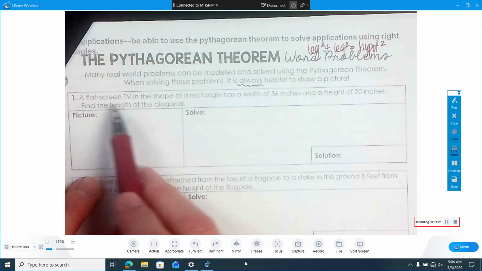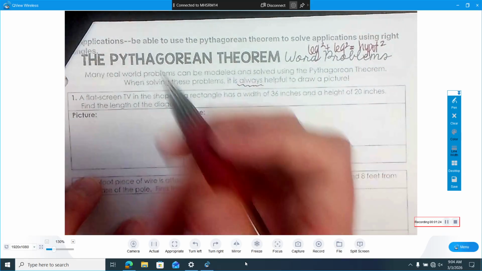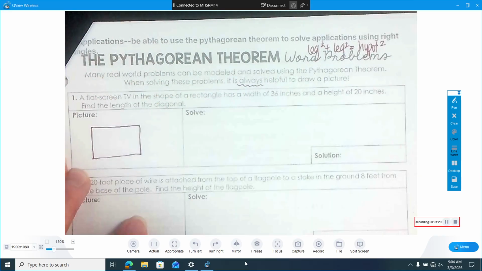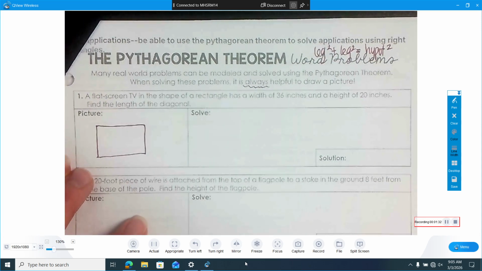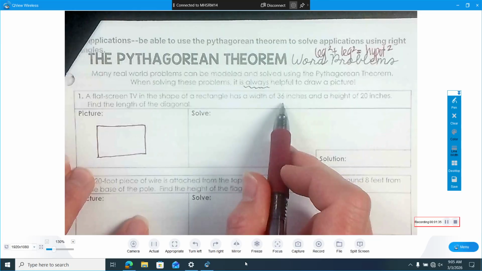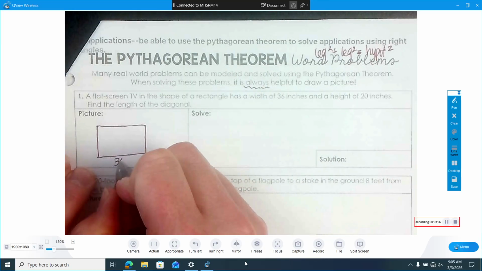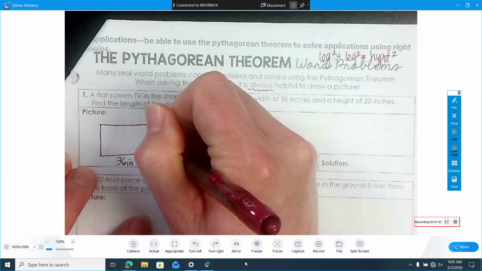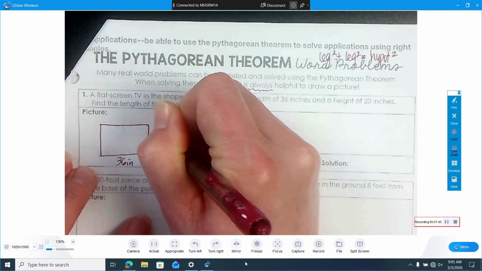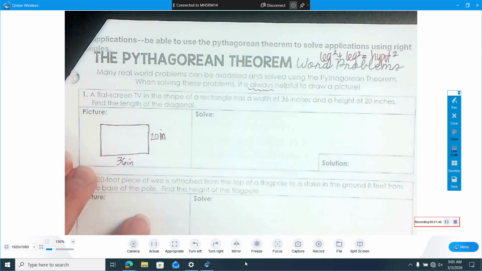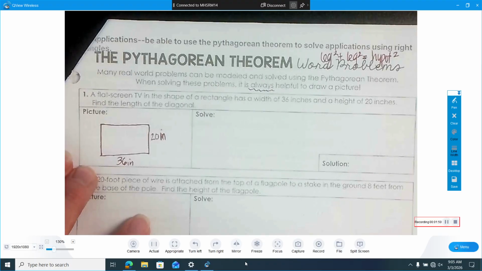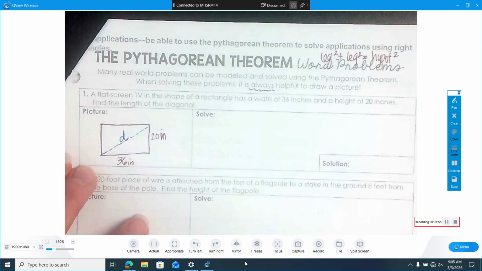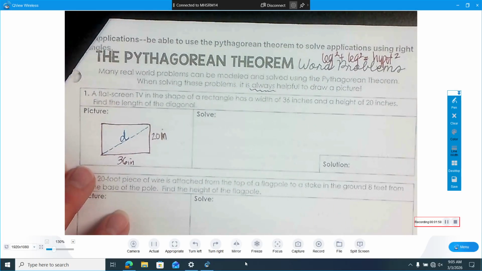So we have a flat screen TV in the shape of a rectangle. So here I'm going to draw the shape of a rectangle. And this would be my TV, flat screen TV. It has a width of 36 inches, so 36 inches would go along the bottom, and a height of 20 inches. And so the height of that TV is 20 inches. We want to find the length of the diagonal. So this is the diagonal that we're looking to find. I'm going to call it D for diagonal.